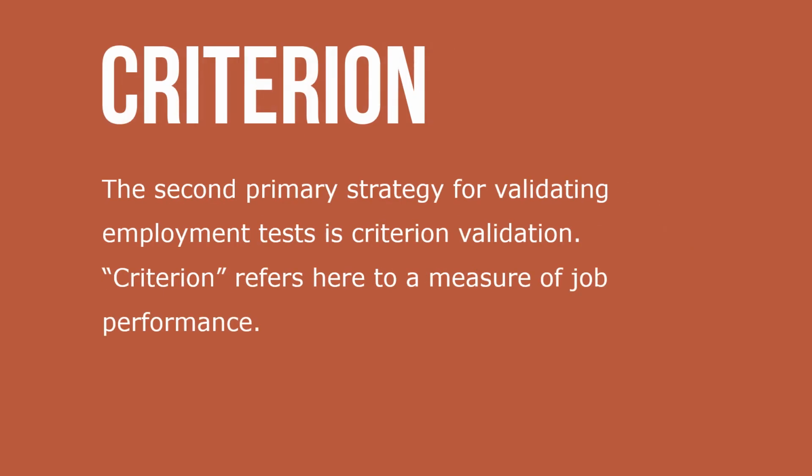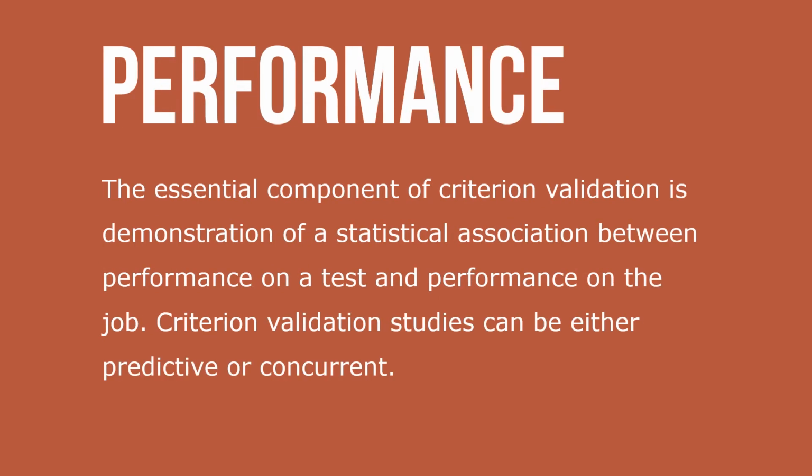The second primary strategy for validating employment tests is criterion validation. Criterion refers to the measure of job performance. The essential component of criterion validation is demonstration of a statistical association between performance on a test and performance on the job. Criterion validation studies can either be predictive or concurrent.